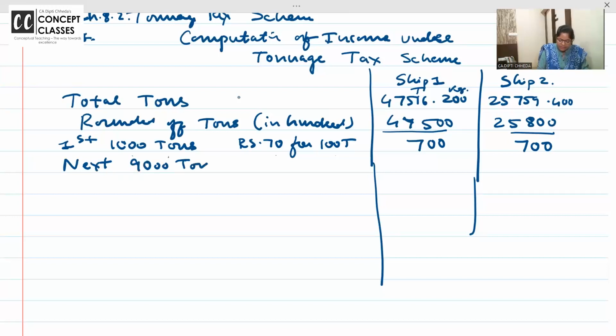Next 9,000 tons. Next 9,000 tons, up to 10,000, 53 for 100 tons.